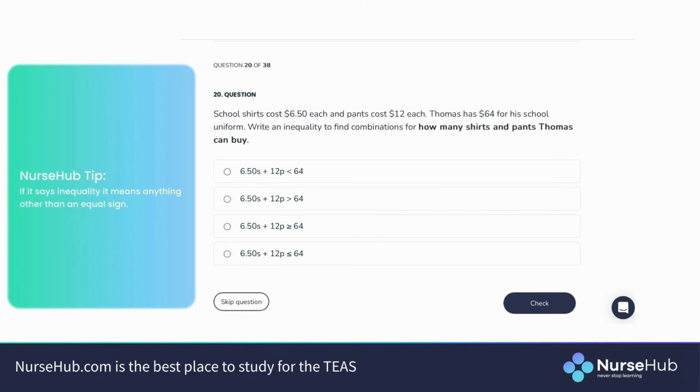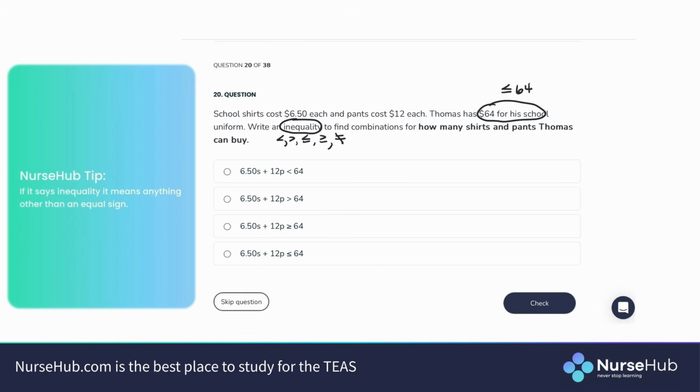All right. Let's interpret what we have here. I know that we're going to have an inequality. So that's going to be less than, greater than, less than or equal to, greater than or equal to, or a sign that is not equal to. Anything that is not an equal sign is an inequality. We also know that shirts cost $6.50 each, and pants cost $12 each, and he only has $64 for his school uniform. So if he only has $64, he could spend $64, but it can't be more, he doesn't have it. So I know that this actually stands for less than or equal to 64.